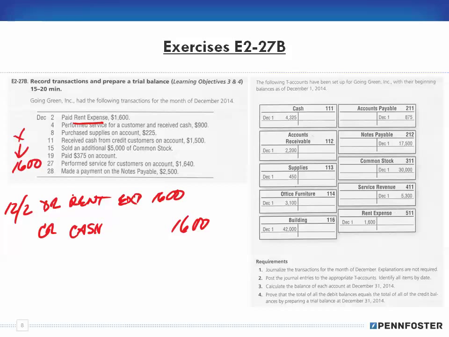Now, let me see here. How am I going to go about this? All right, I'm going to go on to another slide here, and I'm going to put the journal entries on this slide. Okay, so December 2nd. I have a debit to rent expense for $1,600 and a credit to cash for $1,600.